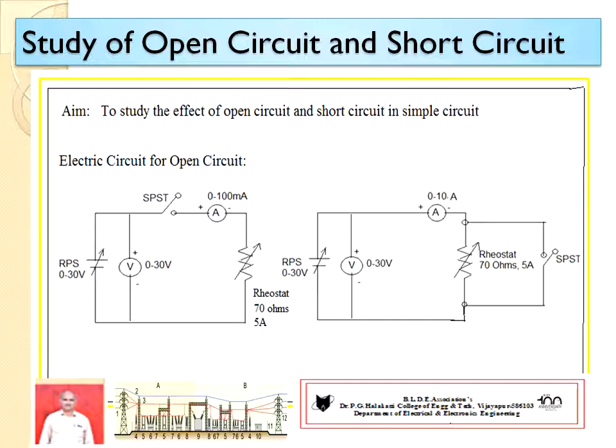Then the negative terminal of the ammeter is connected to one point of the rheostat. Another point of the rheostat returns to the negative point of the power supply. Then the voltmeter is across the power supply: one point of the voltmeter is connected to the positive point of the power supply and the other point to the negative point, as shown in the figure.